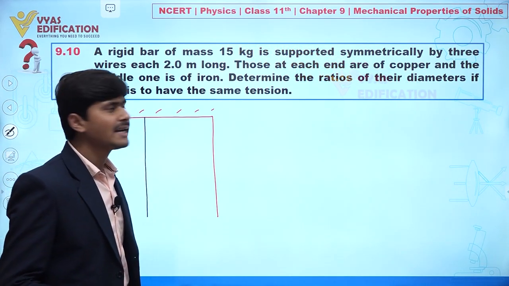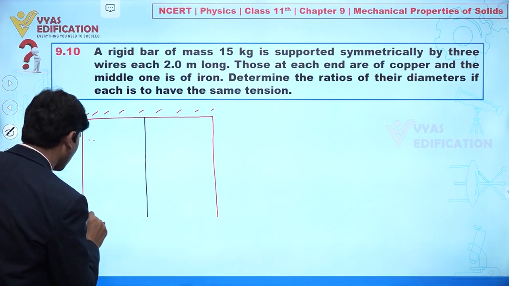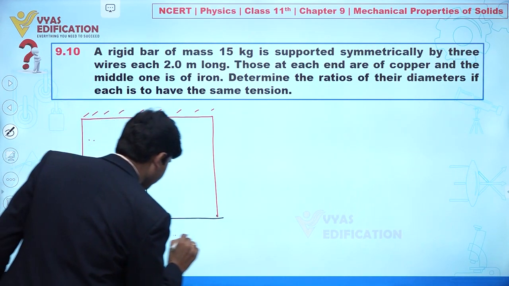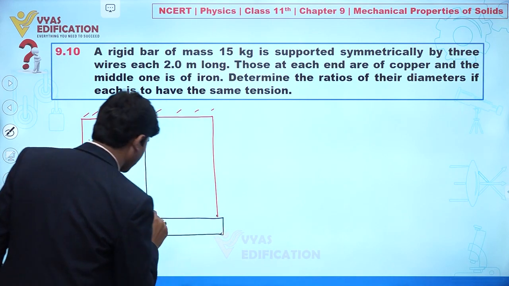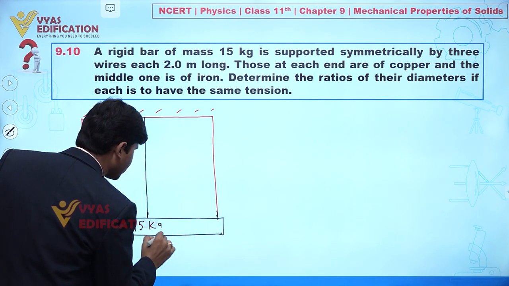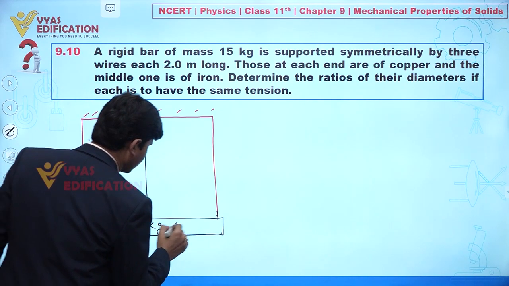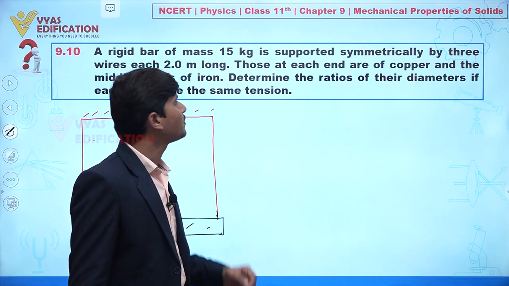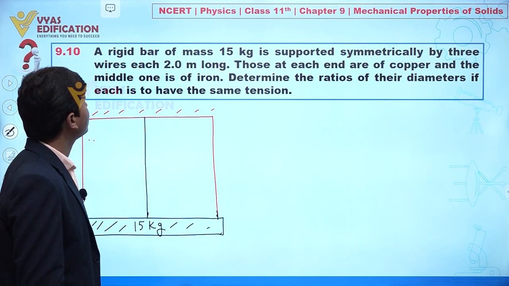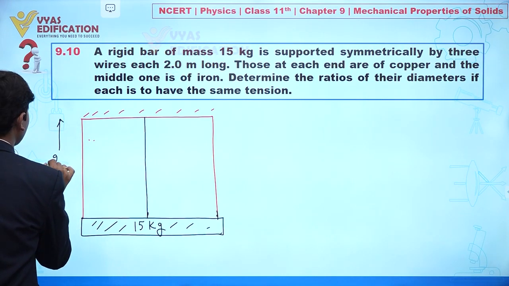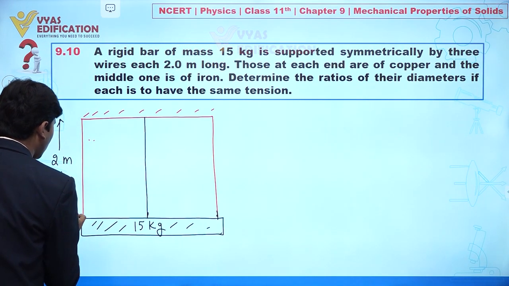And they are supporting a rigid bar of mass 15 kg. So, a rigid bar of mass 15 kg is supported symmetrically by 3 wires, each having 2 meter length. So I can say we have 2 meter long wires.